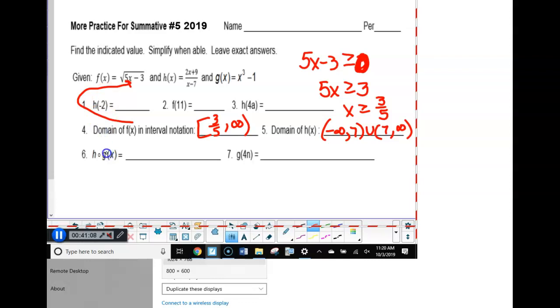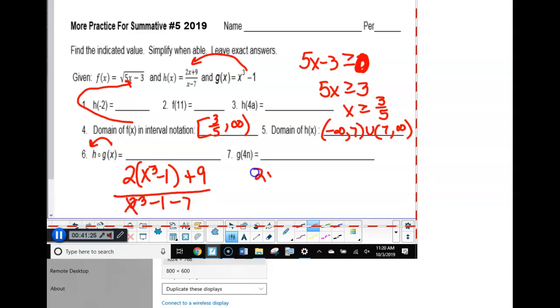What about putting g into h? You'd have 2 times x cubed minus 1 plus 9, and you'd simplify the top. And then down here, you'd have x cubed minus 1 minus 7. So you'd just get 2x cubed plus 7. Minus 2 plus 9 would be plus 7, right? And an x cubed minus 8, and nothing cancels.